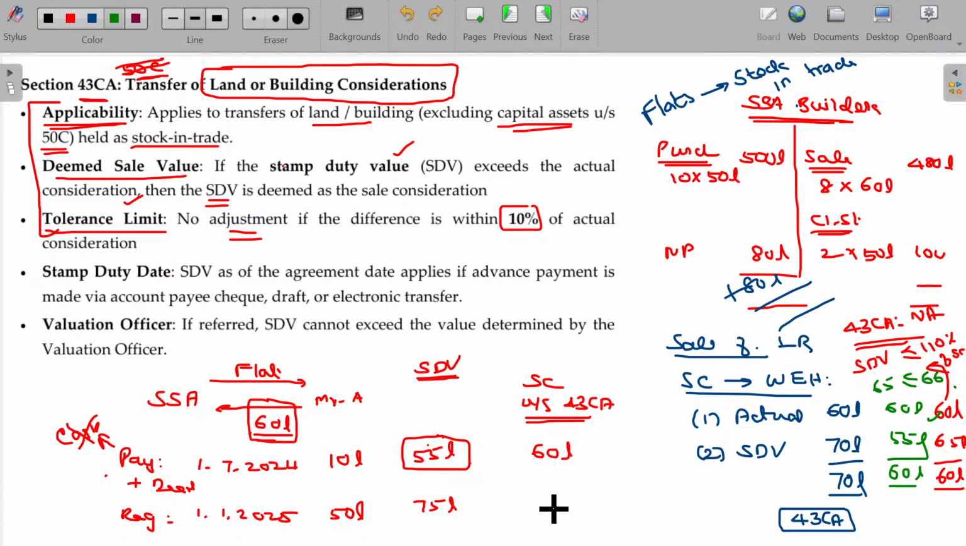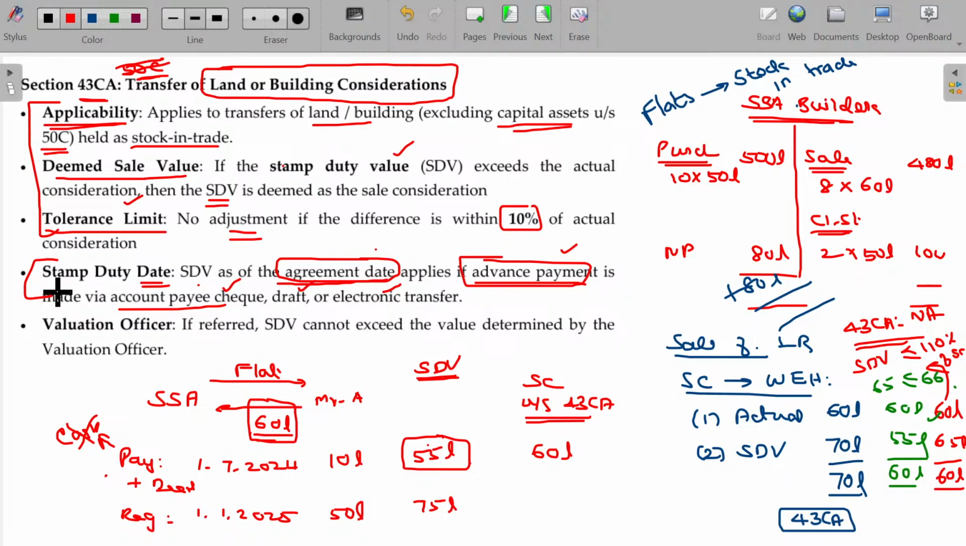If you have been given multiple stamp duty values, which value will be taken? Even if a small amount is transferred in electronic form along with the draft for the balance payable, then that date's stamp duty value will be taken. If it is not so, the registration date's stamp duty value will be taken. Stamp duty as per the agreement date applies if advance payment is made via account payee cheque. Advance payment is also there and the agreement is also made on the date, and this advance payment is in the form of account payee cheque, draft or electronic form, then this date is final. If this is missing, then the registration date will be taken. Okay.